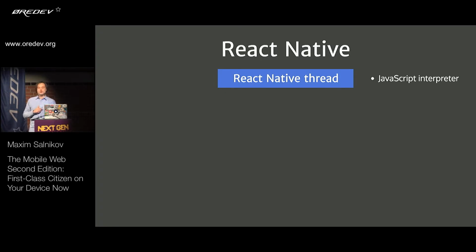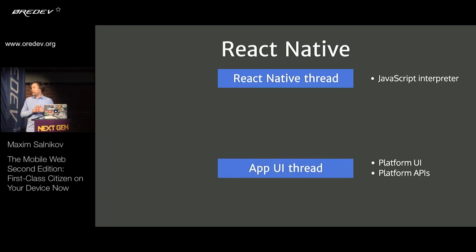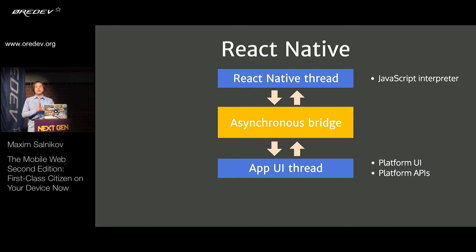We use JavaScript interpreter for this. Another thread is responsible for application UI. So it works directly with native platforms, platform UI, and specific platform APIs. Between these two threads, we have what we call asynchronous bridge, which makes this communication possible. And thanks to this architecture, we can do really great things for us, for developers. So we can just run the same code in a totally different environment.